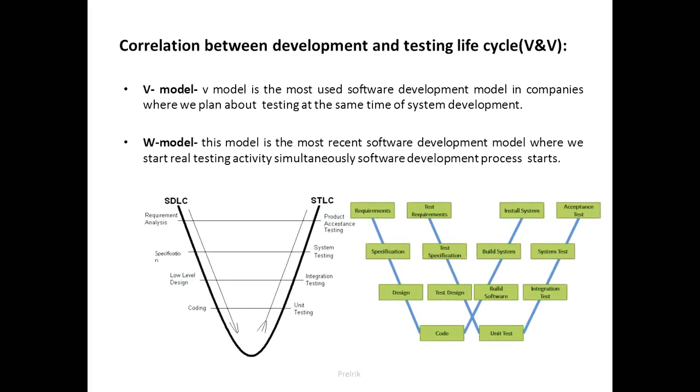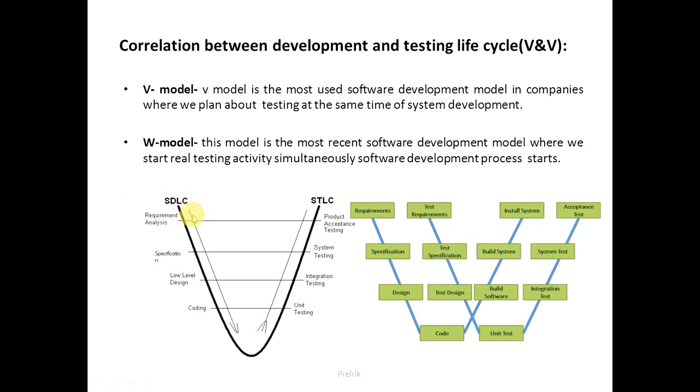Okay, here is the V model and W model, and it will explain the correlation between the development and testing life cycle. So what is the V model? Just go to this image. It will explain it. It's in the shape of a V. So here it begins. The first phase is requirement analysis.